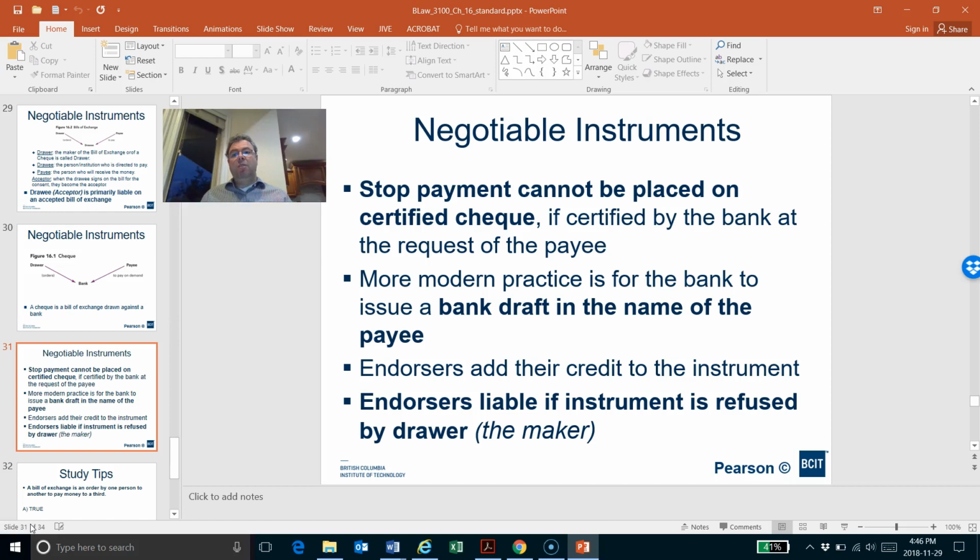And if I have a check, or better, a promissory note, so someone is going to pay me in a certain time, and if I endorse it and I pass it along, I pass it forward, so as an endorser, I am adding my credit to that instrument. So I may also be liable, or being liable means I may need to pay that promissory note in case the promissory note is not honored by the maker of it.